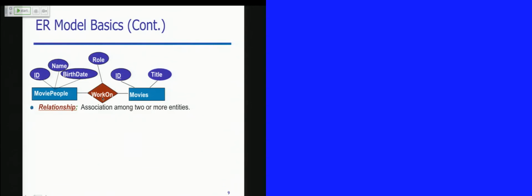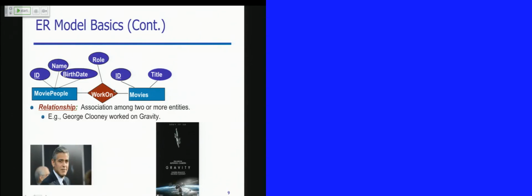And you can have a relationship works on, which is going to say that these movie people have worked on this movie. And they could also have a role. So for example, in this table of our database, we can have George Clooney worked on Gravity. Okay, so this tuple would be inside this table if we have movie people work on in movies. Any questions?